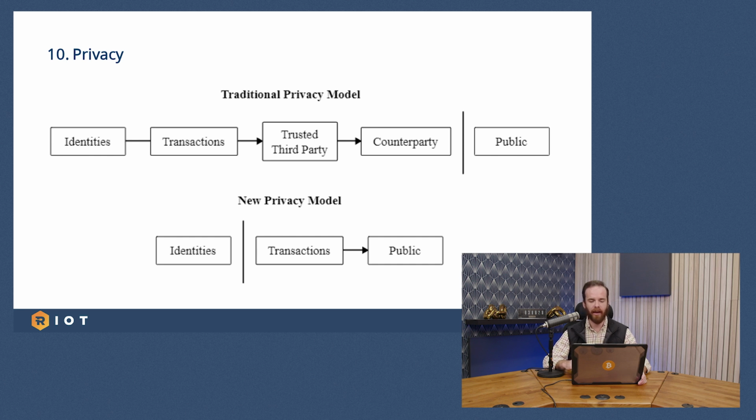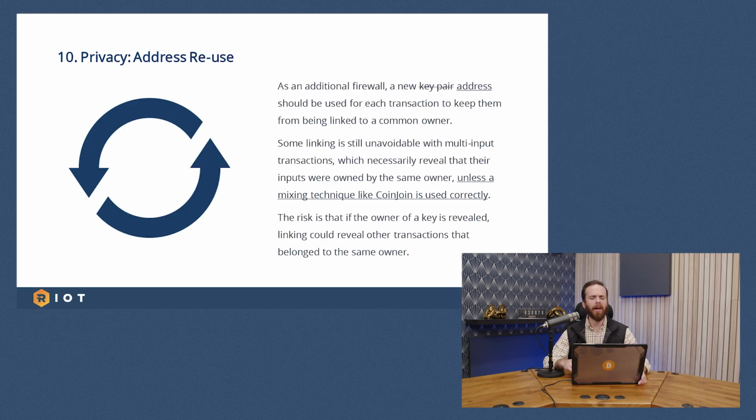And then he's got a handy diagram showing how the privacy model works. I'll let you look that up if you're on audio only. Okay, so he adds, as an additional firewall, a new key pair, meaning a new address. And here, you know what? This is going to be confusing for folks. So I'm going to strike out key pair, because it's also not necessarily a key pair because of hierarchical deterministic wallets. So a new address.